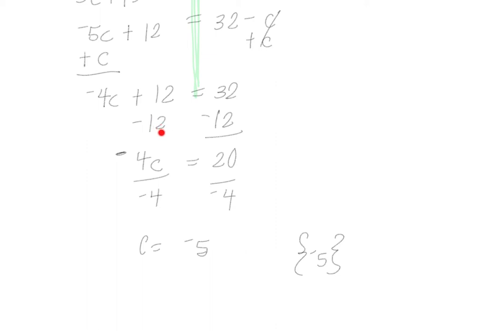It's just not efficient, because if you subtract 32, then you would have negative 4c, and then 12 minus 32 is negative 20 equal to 0. And you wouldn't have c on one side by itself. You would have a whole other step to do. So it's just more efficient to go ahead and get rid of the 12, so that negative 4c will be by itself. Then you can just divide by negative 4.